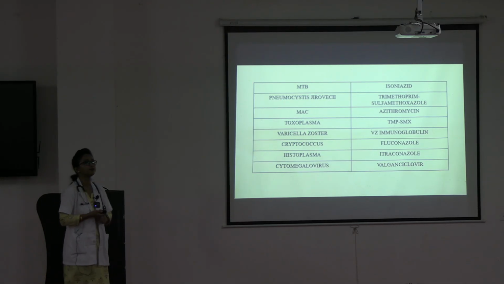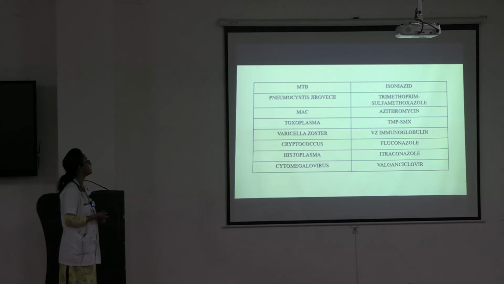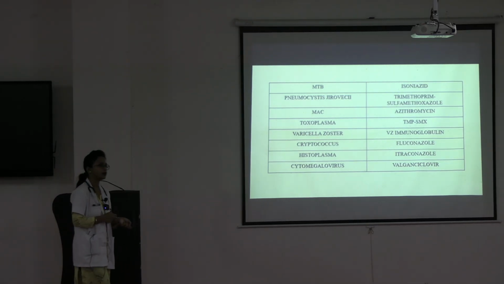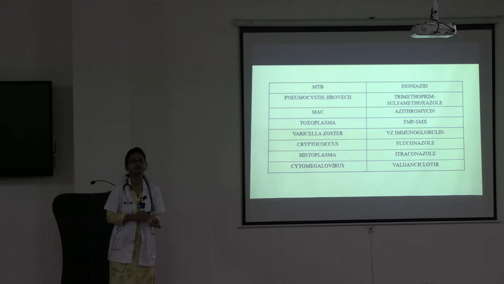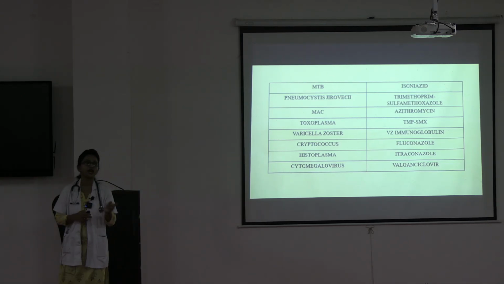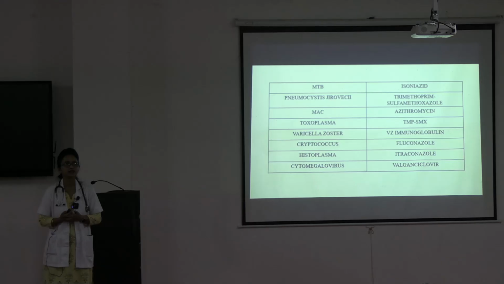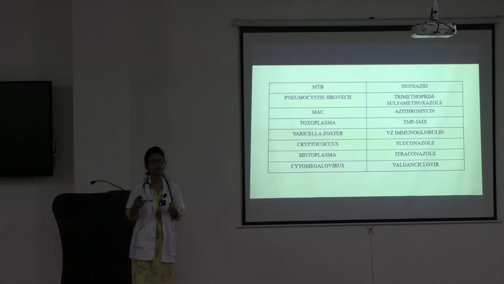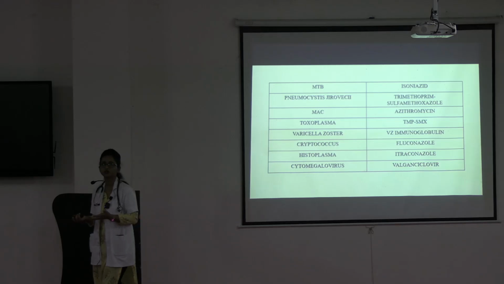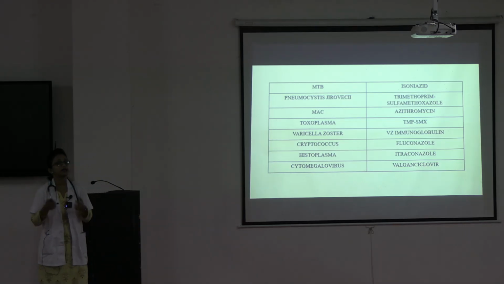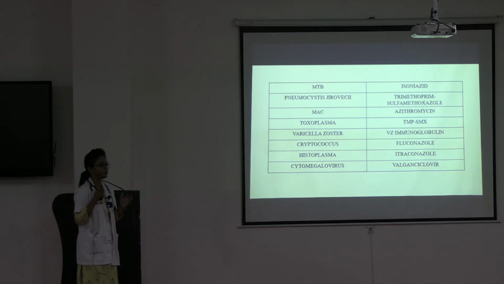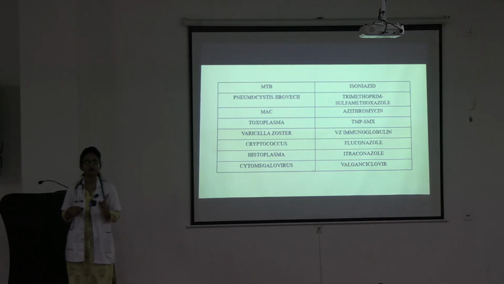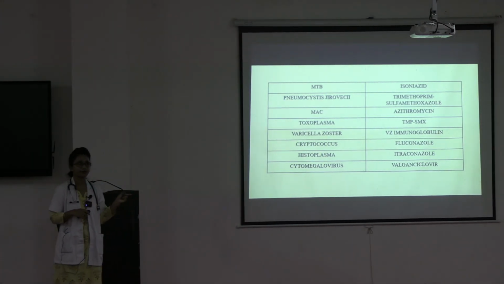So these are some of the preventive measures that can be taken. First is Mycobacterium tuberculosis. If we do the Mantoux test and the lesion is more than 5 millimeters, then we can start the patient on isoniazid. Or if the patient has a positive interferon gamma release assay, then also you can start the patient on this prophylaxis. If the patient is living with a person who is an active pulmonary TB case, then also we can start the patient on isoniazid.